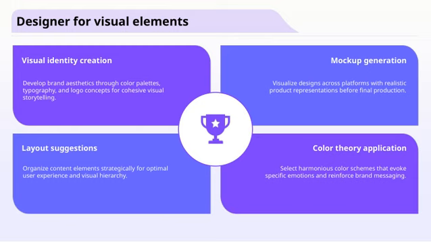I also pay close attention to layout suggestions. Organizing content elements strategically is key to providing an optimal user experience. A well-structured layout guides the viewer's eye naturally and establishes a clear visual hierarchy, making the information easy to digest. Finally, I apply color theory principles. Selecting harmonious color schemes isn't just about aesthetics, it's about evoking specific emotions and reinforcing the brand's messaging.